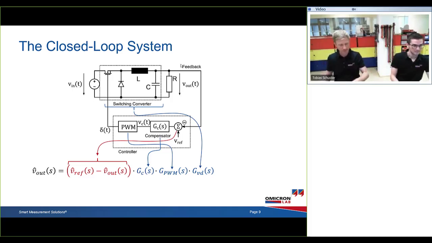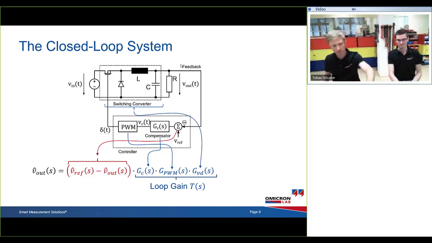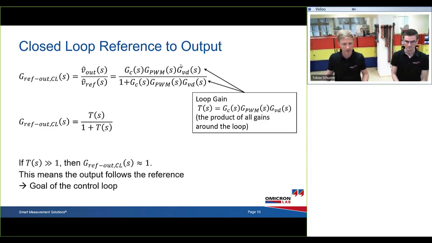And from that equation, we can now see, first of all, the loop gain, which is the product of all the gains in the loop. So if you look at the loop, we have these three blocks, we have the GC, the PWM, and the GVD, as we had before. That's the loop gain. It's the product of all the gains in the loop. And second, we see we have the output voltage as a parameter and the reference voltage as a parameter. So we could calculate the closed loop reference to output transfer function.